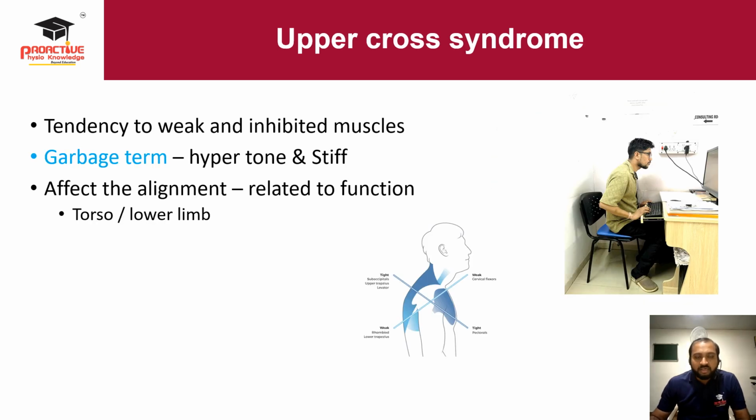Now let's understand upper cross syndrome. Upper cross syndrome is a postural imbalance that typically involves tightness in some muscles and weakness in others. But in day-to-day clinical settings, it becomes a garbage term, like hypertonicity as well as stiffness. This upper cross syndrome can affect the alignment, which is related to the function. Sometimes there is a change in the torso as well as the lower limb alignment. So upper cross syndrome has more of a tendency toward weakness and inhibited muscles, rather than hypertonicity as well as stiffness of muscles.